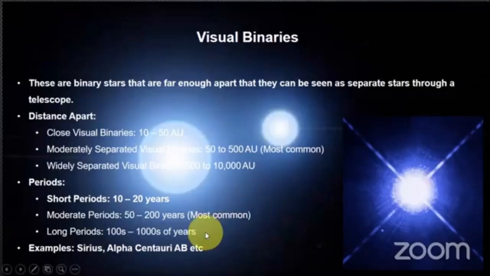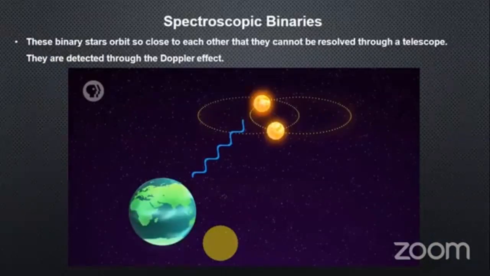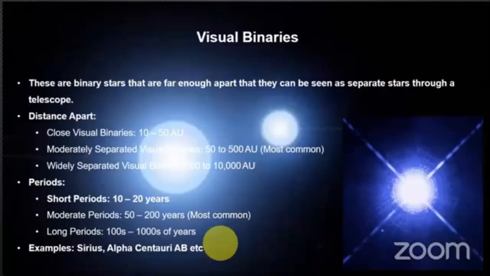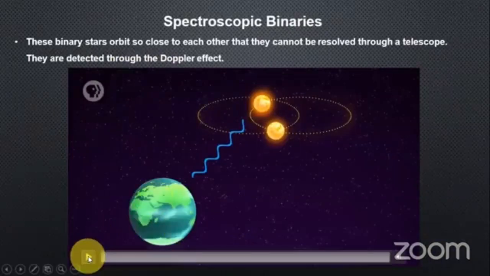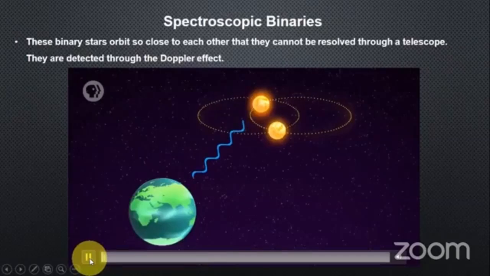So other examples of these kinds of systems are Alpha Centauri, the closest solar system to our sun. So that is all about visual binaries. Just like I said, in visual binaries they are far enough apart that we can detect them. We can resolve them using our telescope.